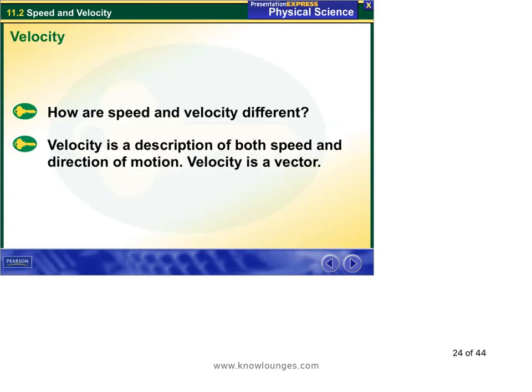And we get a term we call velocity. Velocity, a description of both speed and direction. Velocity, a vector. So in our last section we talked about displacement as a vector. Here velocity is a vector. So now we've had two vectors, both displacement and velocity.